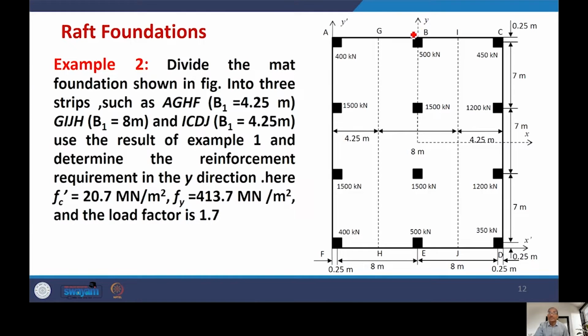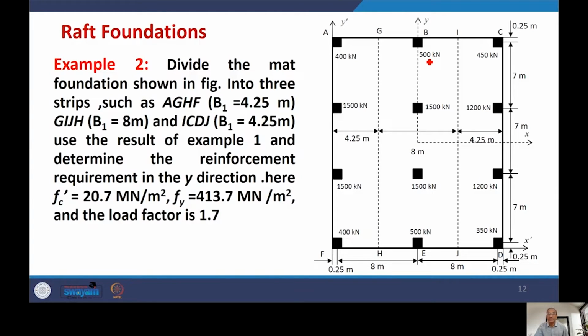Now the second strip is GIJH, where you have up to center 4 meter and another 4 meter, so you get the strip width B1 as 8 meter. Then the third strip, ICDJ, has a width of 4.25 meter. And using the result which we calculated in example 1, determine the reinforcement requirement in the y direction.